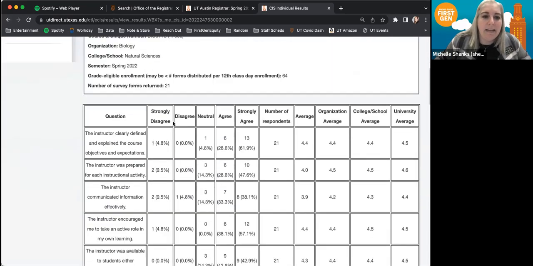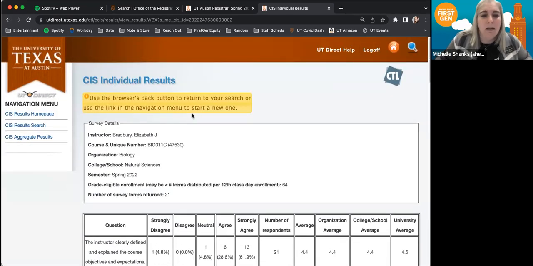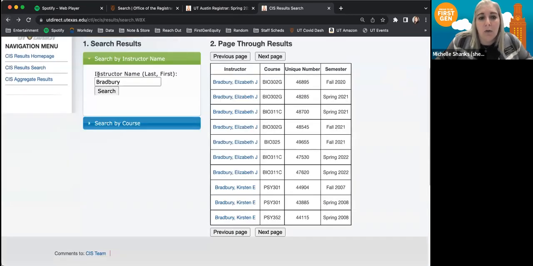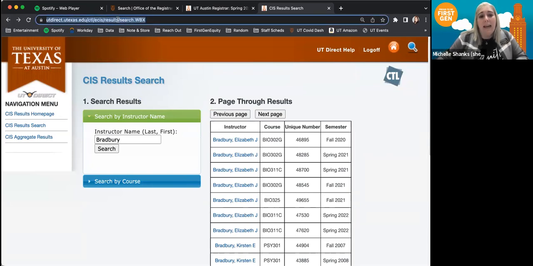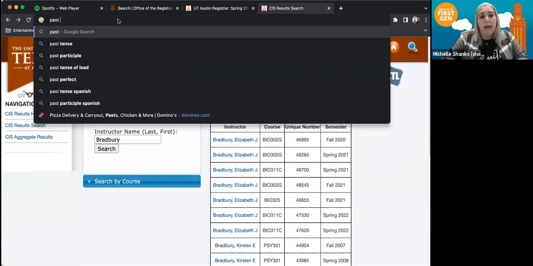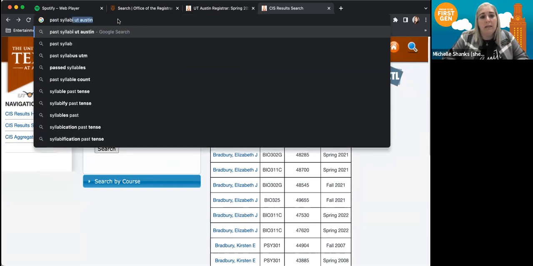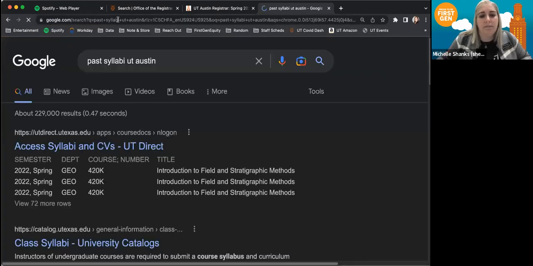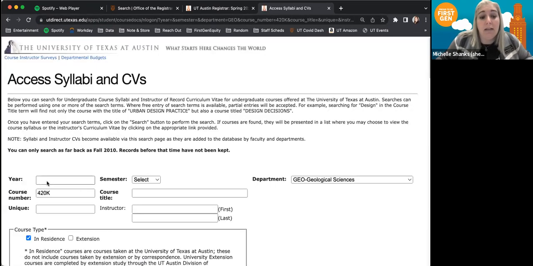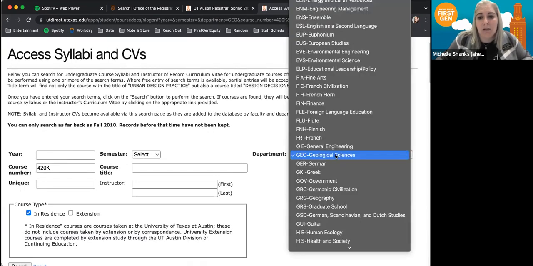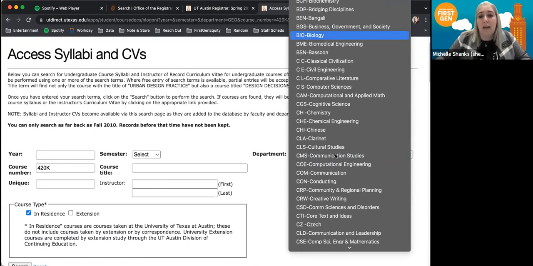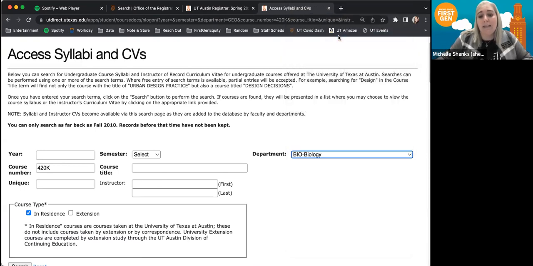But say that this isn't really what you want to know. Say that you are more interested in learning about what the course is and how the professor teaches the course. You can look up, and I'm going to Google past syllabi UT Austin. Okay, access syllabi and CVs. You can look up in previous years and semesters. You can look up the syllabi for a course that you're looking at taking as well.